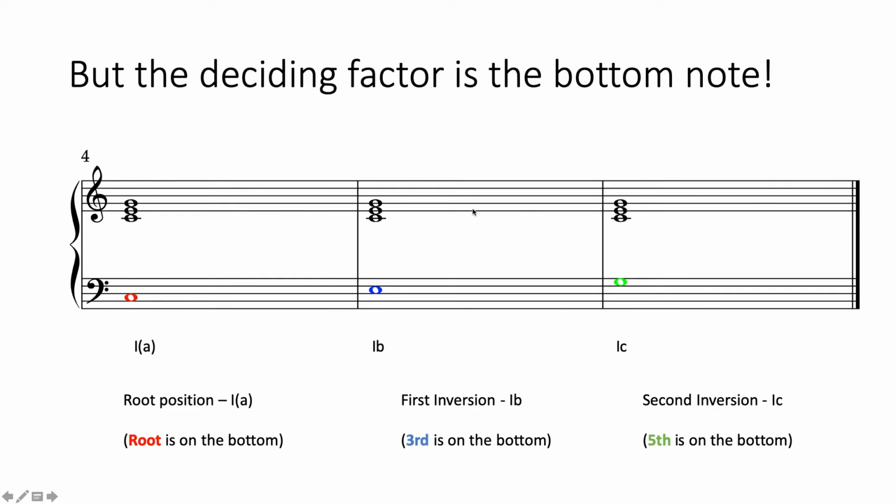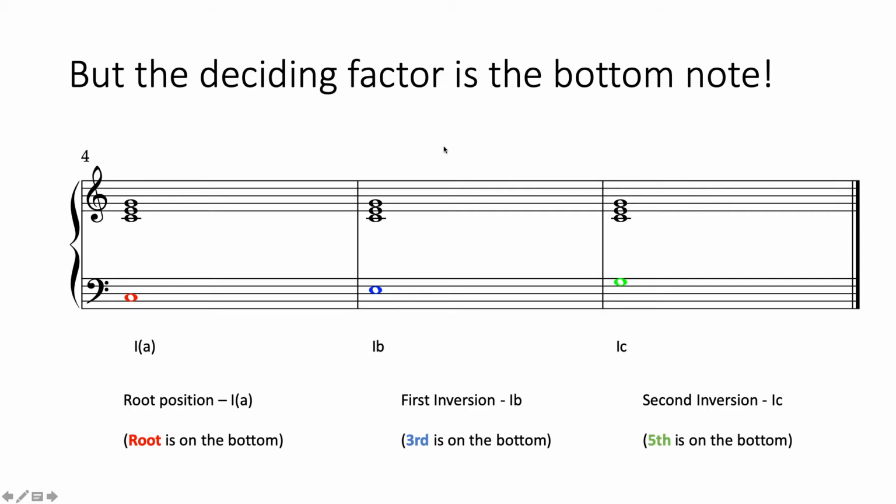But here we've got the same chord in the right hand. It's just the bottom note that changes, and because that bottom note has changed each time, we need to label those chords differently. One in root position, one in first inversion, one in second inversion: 1, 1B, and 1C.